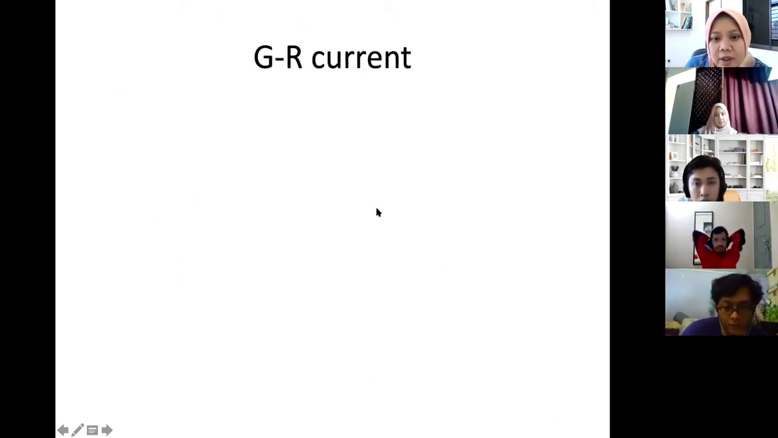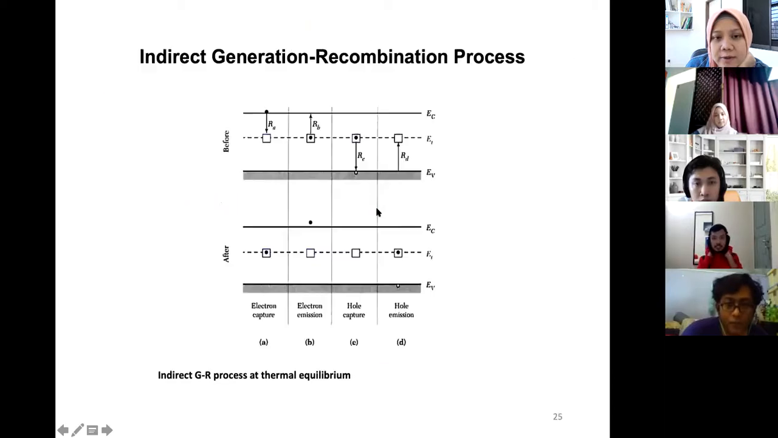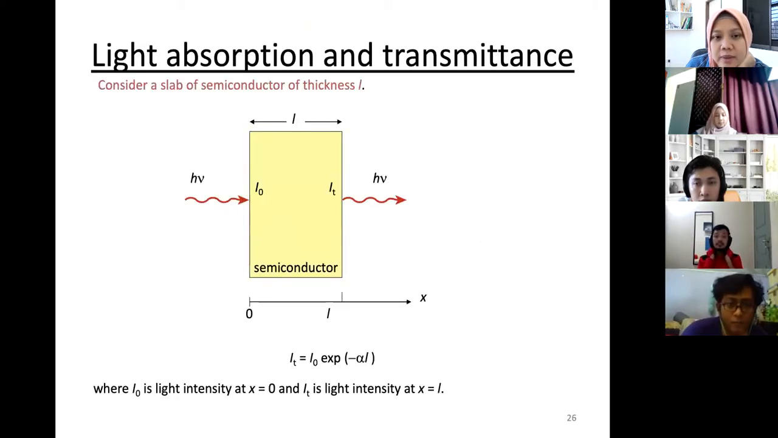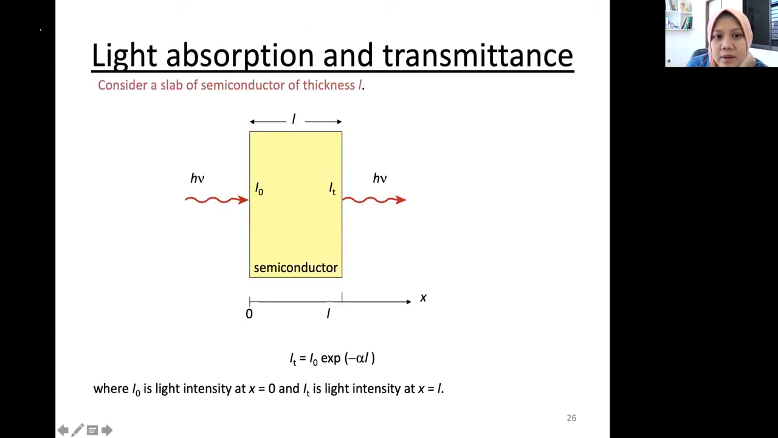Okay. Okay, now for those doing photo detector, I want you to explain a bit on this. Light absorption and transmittance is important for photo detector. Okay, make sure I will not explain here. I just stay here. You need to go and read and explain. And how does this light absorption transmittance mechanism affect the photo detector performance?